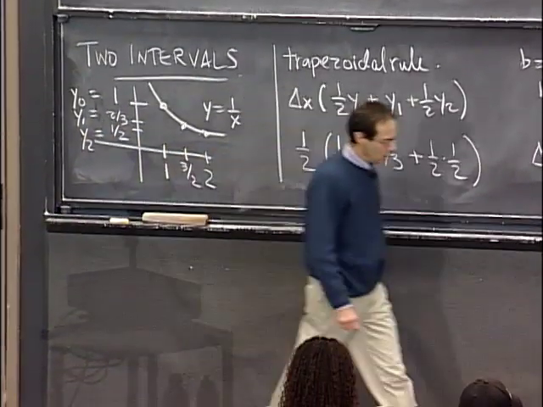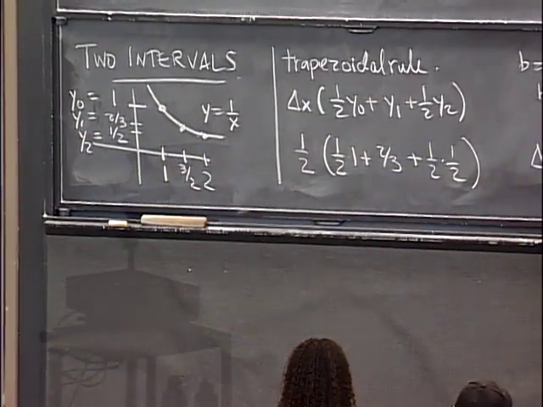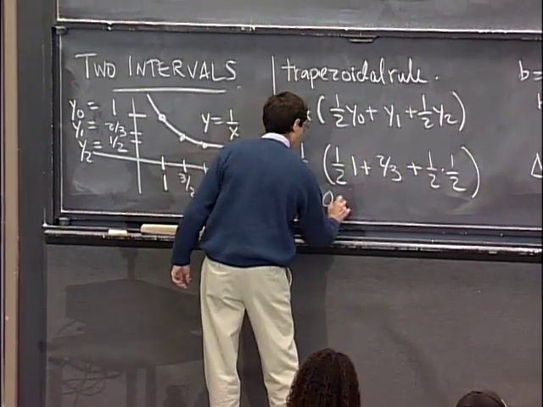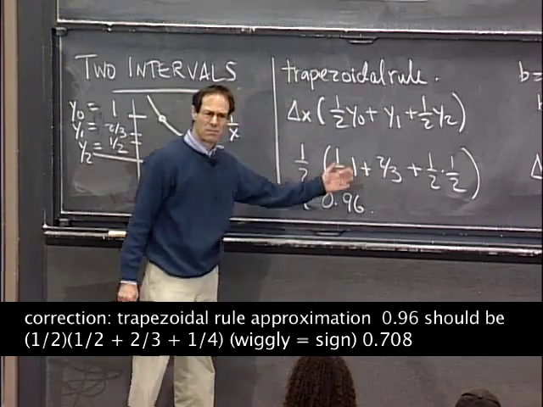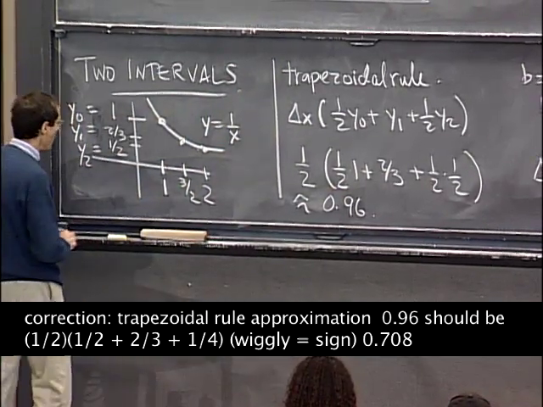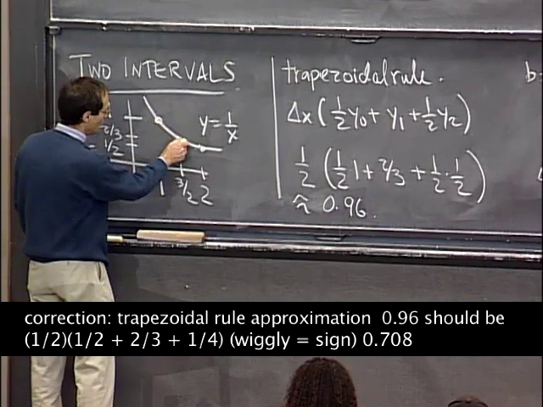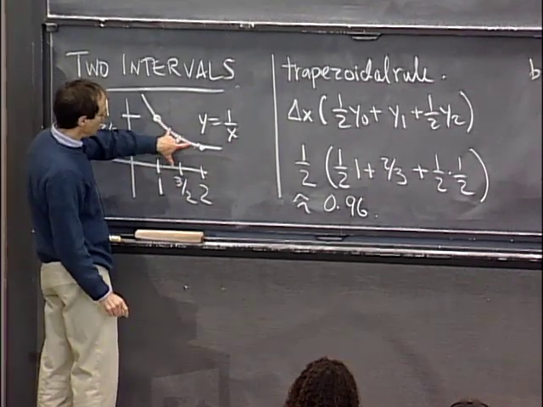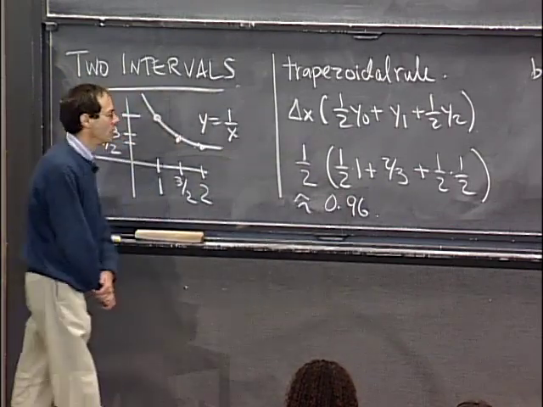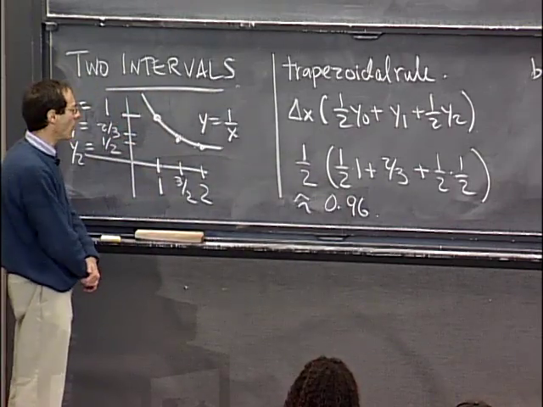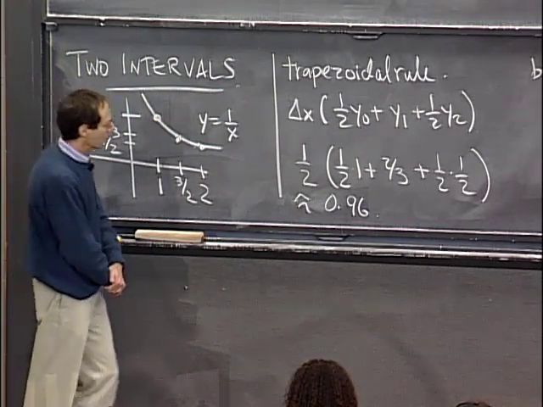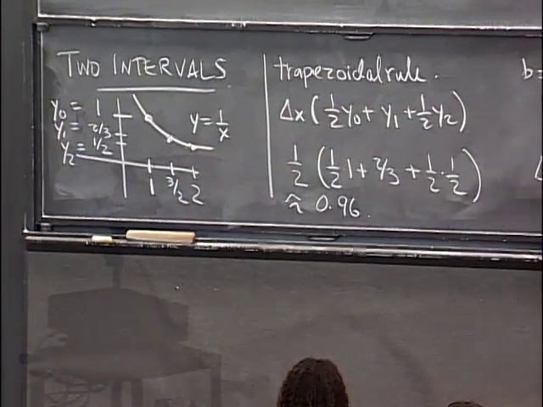But I did carry this out on my calculator. Unless I'm mistaken, it's about 0.96. It's pretty far off. So remember what it was. It's what you get when you get these straight lines, and there are these little extra pieces of junk there. Now, don't trust that too much, but the point is that it's far off. So now let's take a look at Simpson's rule.